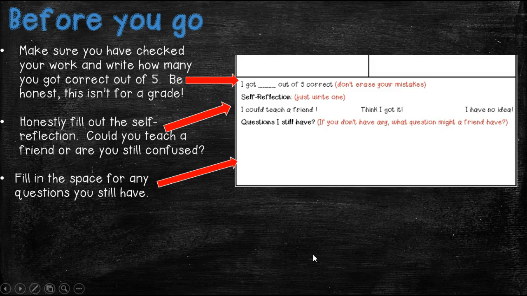So mark how many you got correct out of 5. Be honest, it's not for a grade. Honestly, fill out that self-reflection. Could you teach a friend, or are you still confused? And fill in the space with any questions you still have.